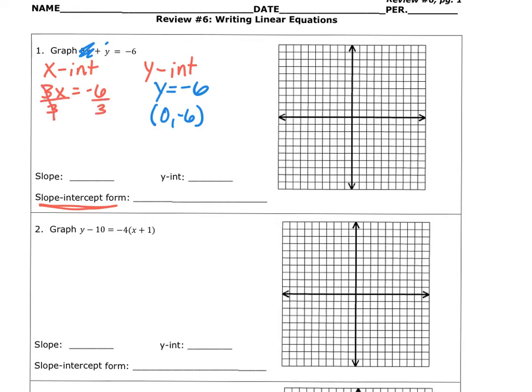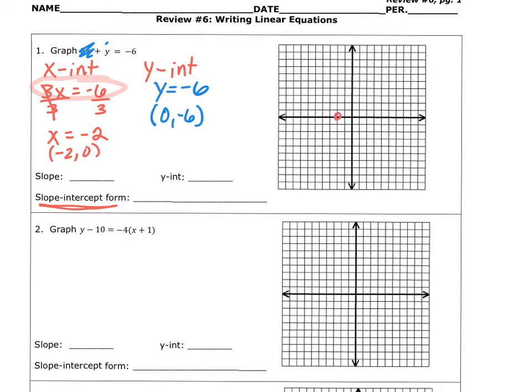Now we're far enough along in algebra that you actually don't have to show that division step for most teachers. Check with your teacher. But for me, you could have said 3x equals -6 and then x equals -2. However, I do want to make sure you notice that you do have to show this step. We have to be able to understand that you found the intercepts. So I know that x equals -2, so (-2, 0) is my x-intercept.